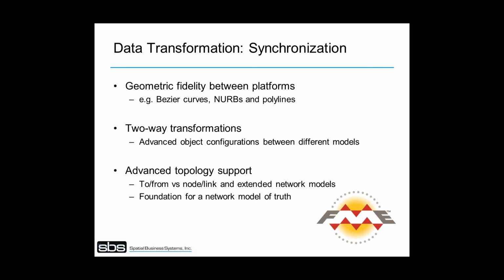And of course, the topology. Different systems have different models versus the other systems. So there's the to-from versus the node-link network models, and that really becomes the foundation for what needs to be a network model of truth.